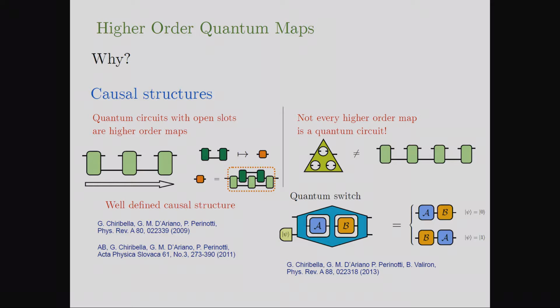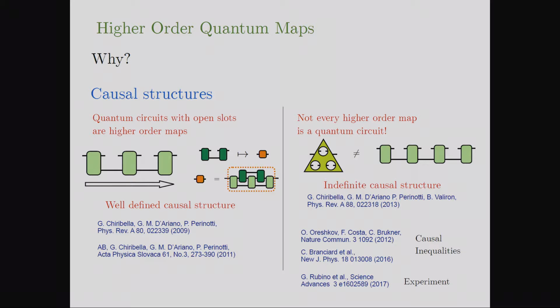A typical example, the first one that was considered, is this quantum switch. It is a map that takes as an input, say, channel A and channel B, and depending on the value of a control qubit here, can output either A after B or B after A. And there is no way to realize this kind of thing as a quantum circuit. The reason is that this kind of map exhibits the so-called indefinite or quantum causal structure. So there is no way in which you can design this kind of map in such a way that you have a flow, for example here a flow of information from left to right. There is no way to do that.